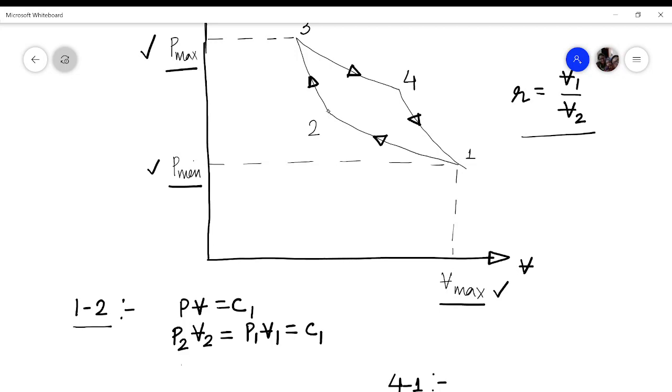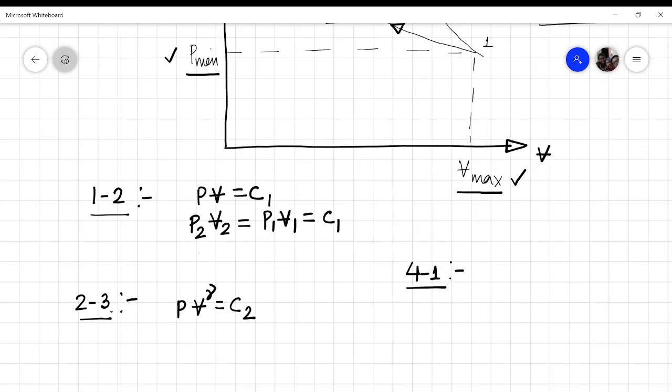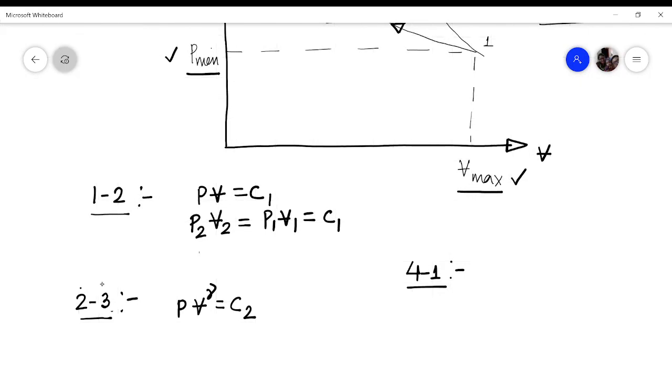Likewise, if I move from 1 to 2 to the 2 to 3 process, this is a reversible adiabatic. So I can write for this that PV to the power gamma is equal to another constant C2. As this is passing from point 2 to 3, P2 V2 to the power gamma will be equal to P3 V3 to the power gamma, and that will be equal to C2.